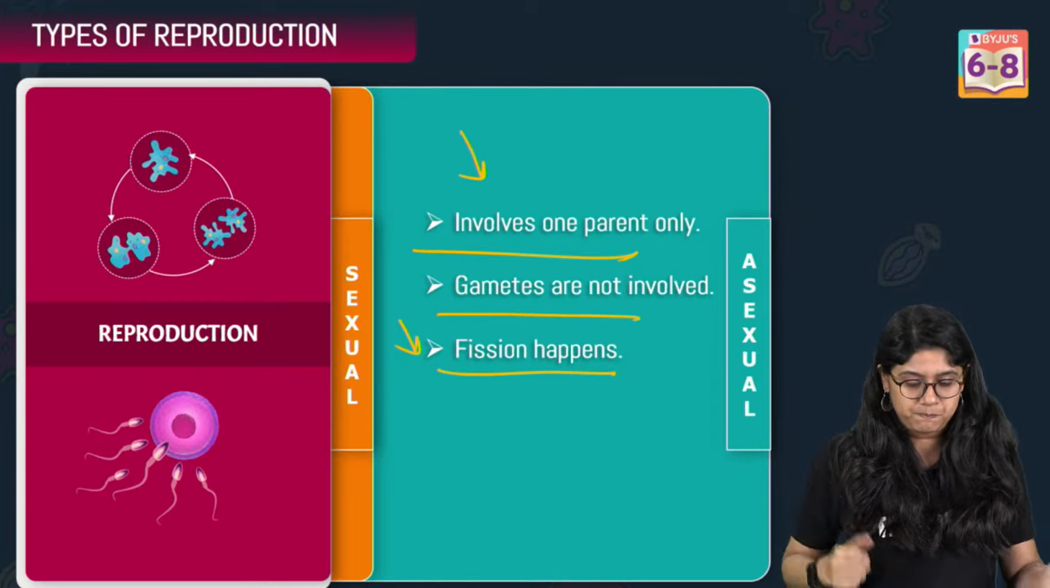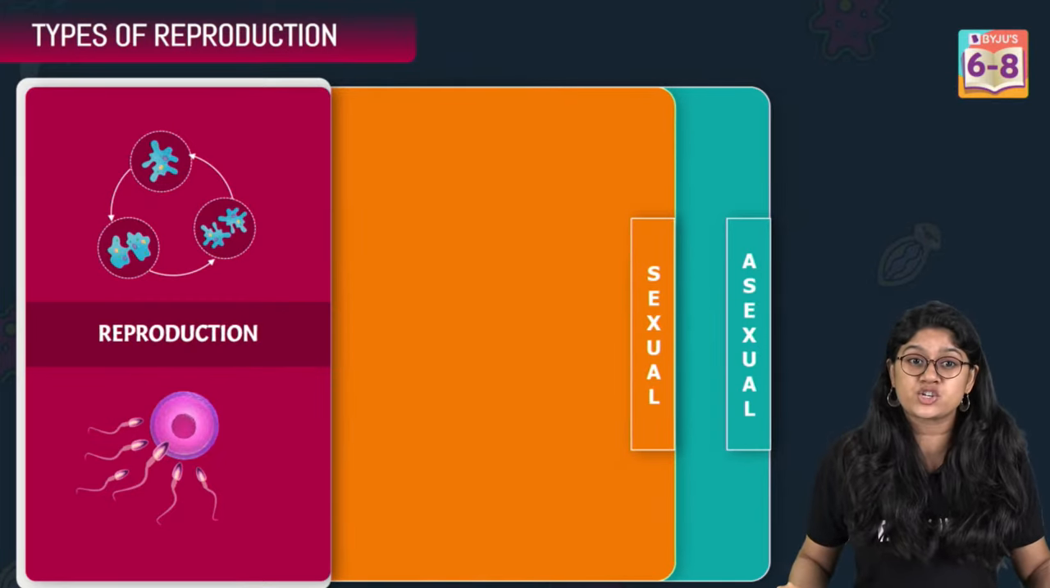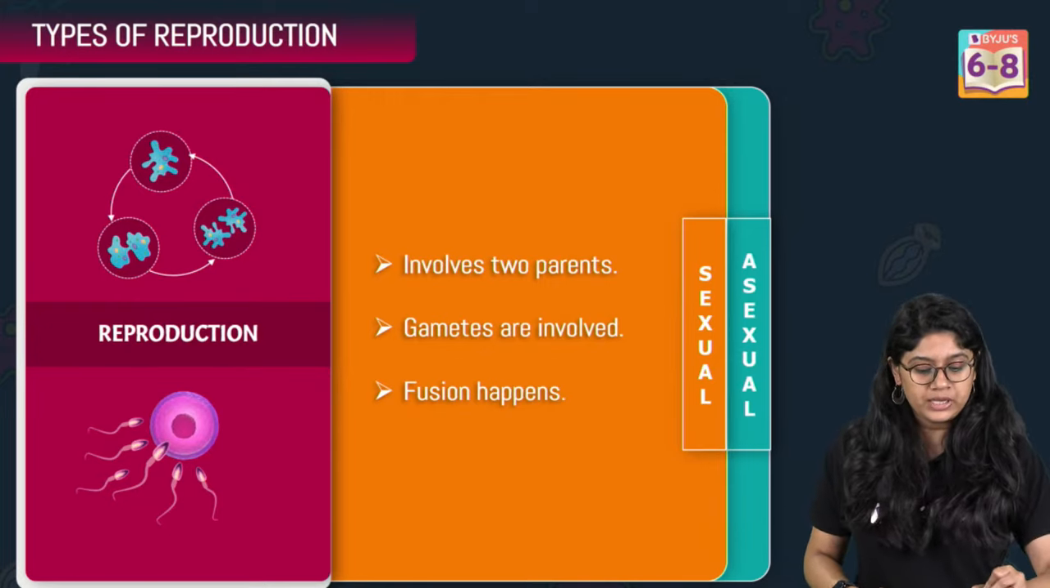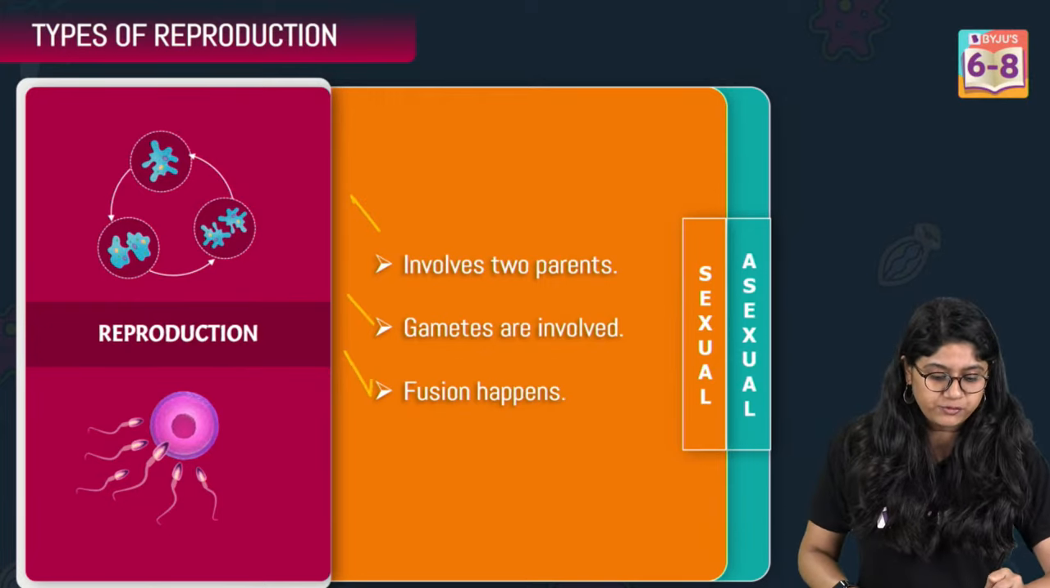We'll discuss it. Then, of course, we have sexual reproduction. Now, in sexual reproduction, we have two parents involved. Gametes are involved and we'll see the fusion.